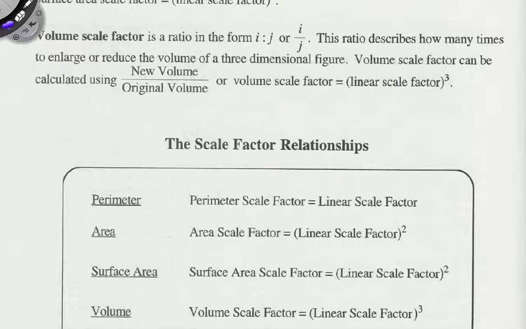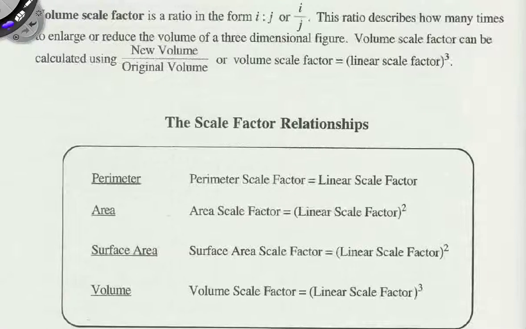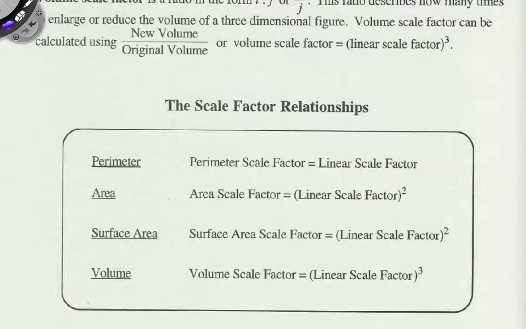So we have scale factor relationships right here, stating that for perimeter, the scale factor is equal to the linear. For area, you take the linear and square it. For surface area, again linear and square it. And if it's the volume, you take the linear scale and cube it.